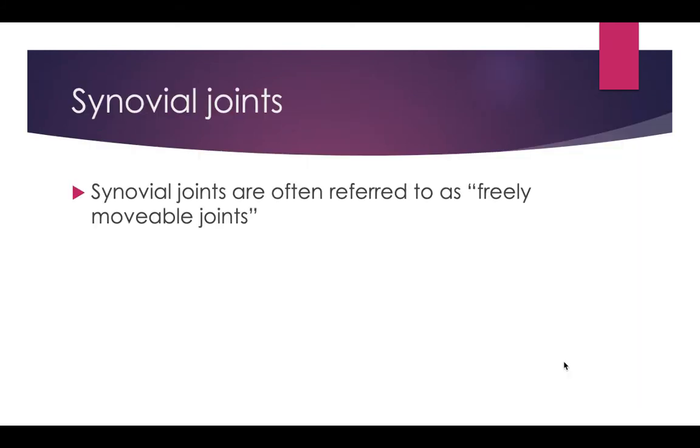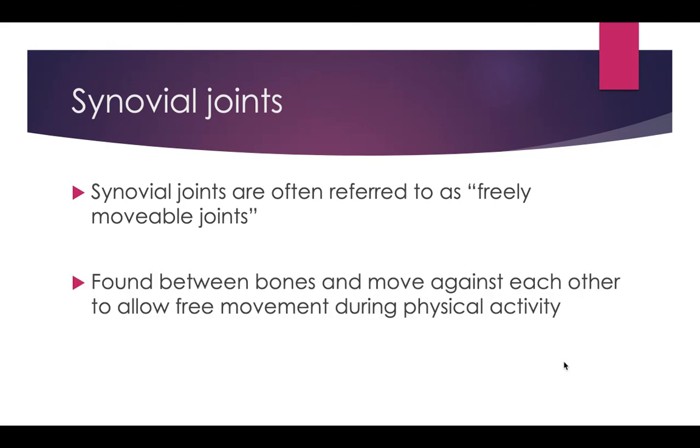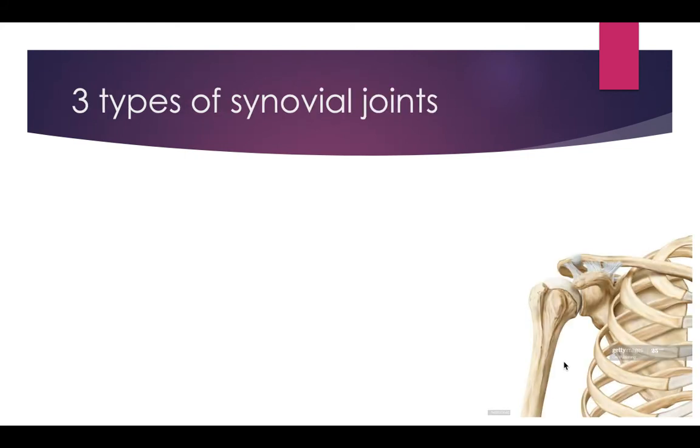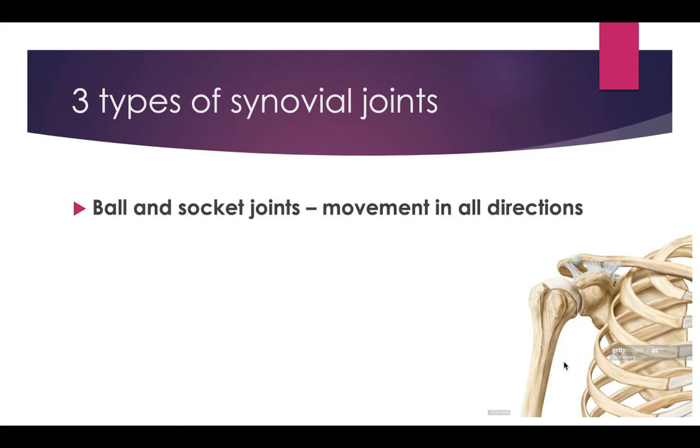So, synovial joints. They are often referred to as freely movable joints. Make sure you've got a pen and a piece of paper and you can make notes. They're found between bones and they move against each other to allow free movement during physical activity. There are 3 types of synovial joints. So write a list of 3 and let's fill in the information.